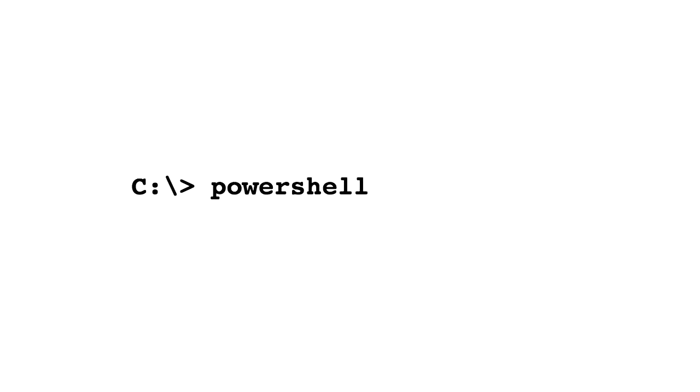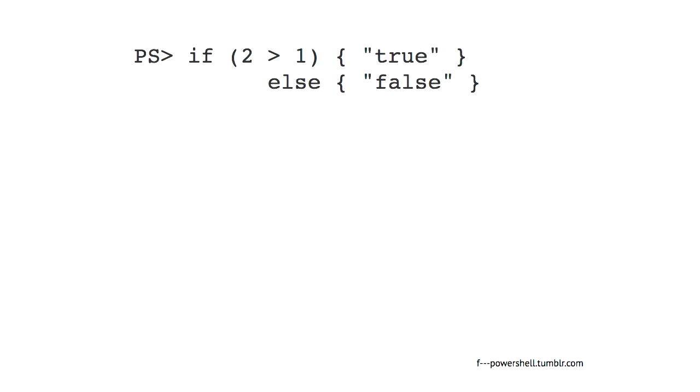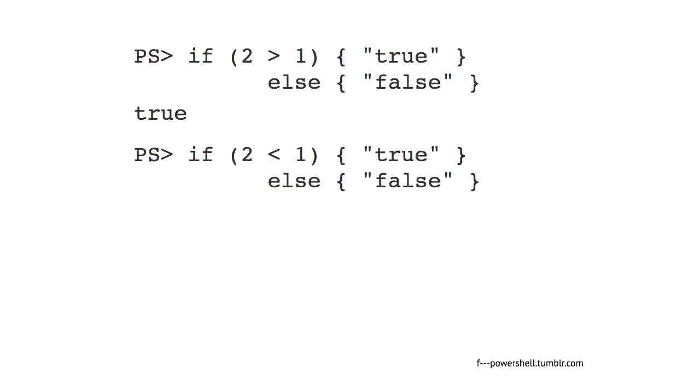Let's talk about PowerShell. In PowerShell, if I want to check whether 2 is greater than 1, it'll print out true, else it'll print out false. So is 2 greater than 1? Yeah, duh. These aren't trick questions. What about if is 2 less than 1?